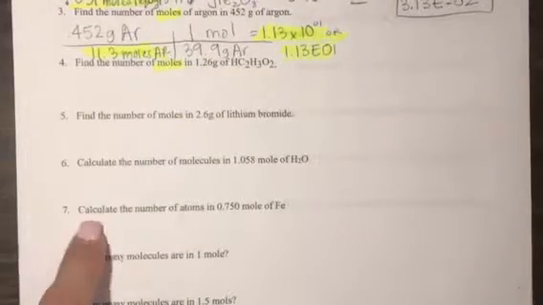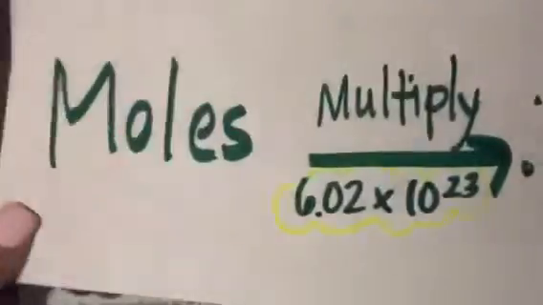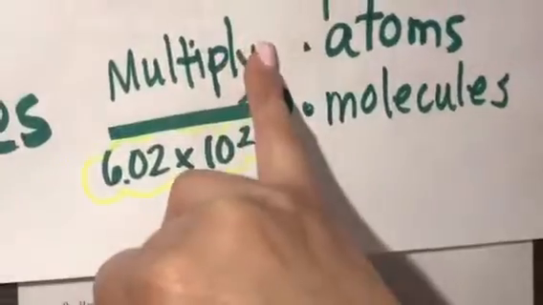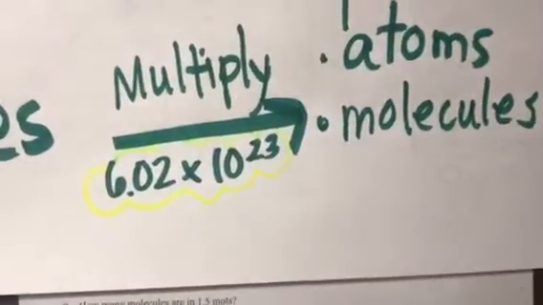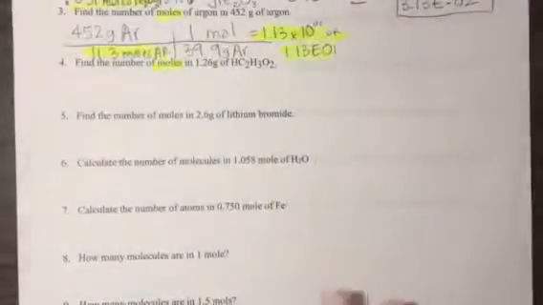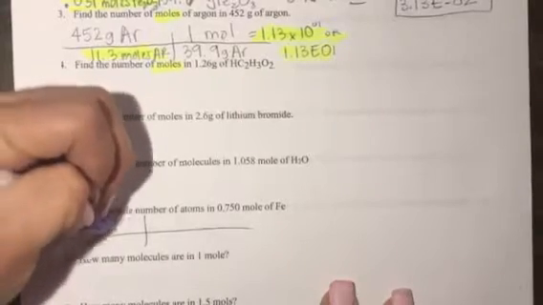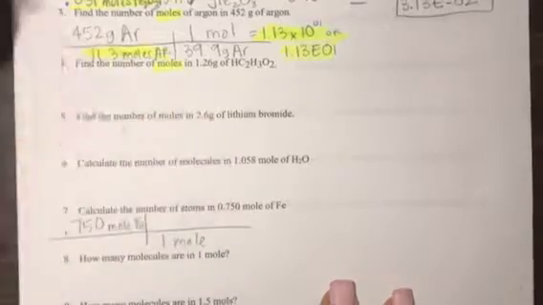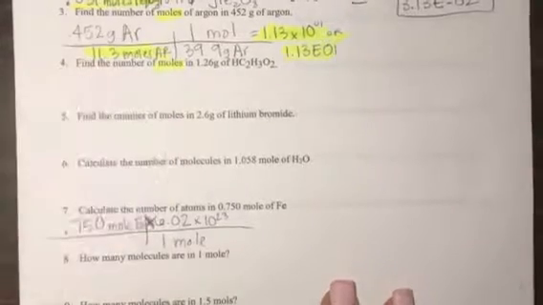So number 7 says calculate the number of atoms, and they gave us moles. So this says if you start with moles and you want atoms, you multiply by 6.02. So it tells us what to do. We're going to multiply. To set it up properly, 0.750 mole of Fe. So that means 1 mole goes here, and Avogadro's number goes at the top. So we just multiply these two.